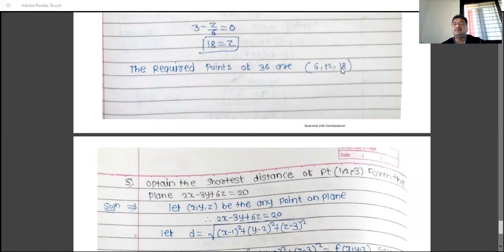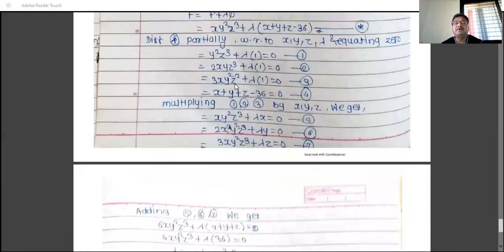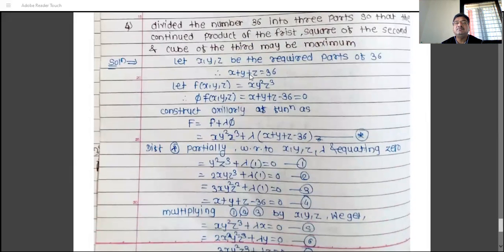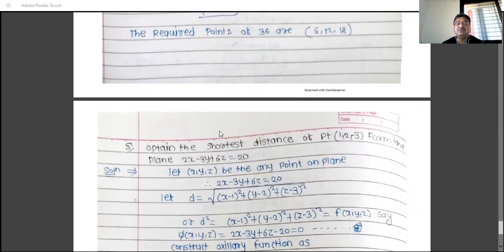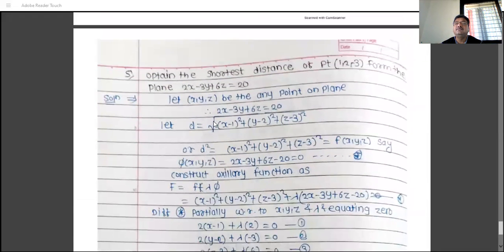So the values of x, y, z are 6, 12, and 18, and their addition is 36. These are the numbers such that if we multiply 6 into 12 square into 18 cube, we have the largest answer. There is no need to find the maximum value of the function, which we would get by substituting x, y, z in it, because we just have to find the parts of 36. So the parts of 36 are 6, 12, and 18. Then the next problem we will see in the next lecture.